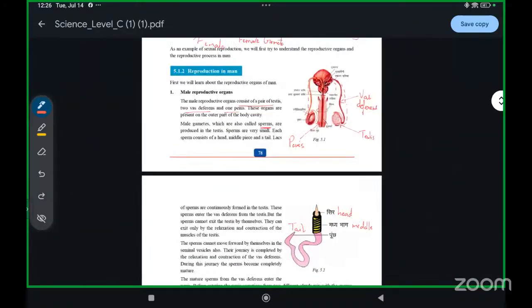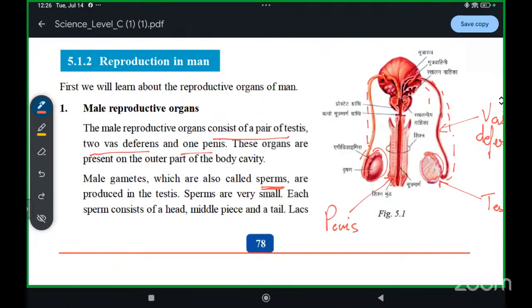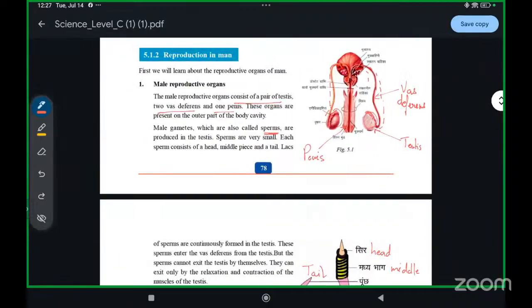So, a quick run through. There are three parts of the male reproductive organ responsible for reproduction. Number one, the testis in which sperms are formed. Number two, the vas deferens through which the sperms travel. Number three, the penis through which the sperms are released into the female. So this is reproduction in man.